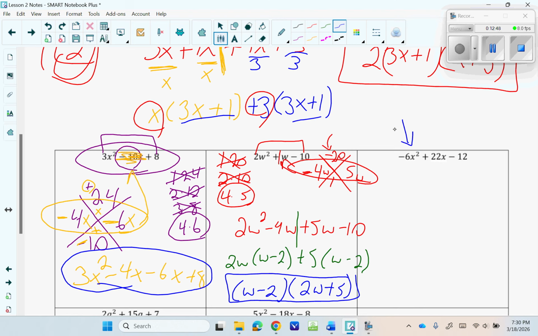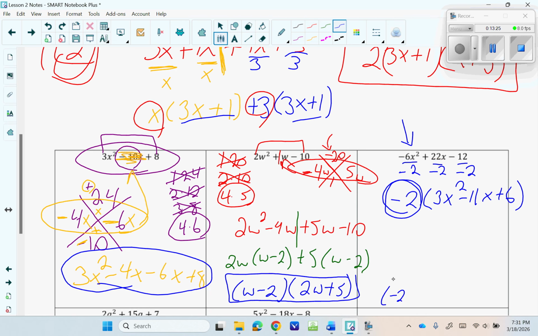What I want to talk about with this one is notice the negative. That's really jumping out at me. So I know that I'm going to have to factor out a negative, but I'm going to see if there's anything else that I can factor out. Maybe a 2. Let's try a 2. So negative 2. Okay, so if I factor out a negative 2, then I'm going to have 3x squared minus 11x plus 6 left over. And I am going to keep that negative 2 till the very, very end. So it looks like that.